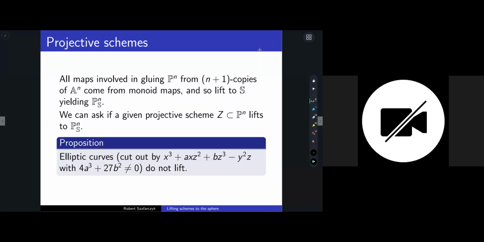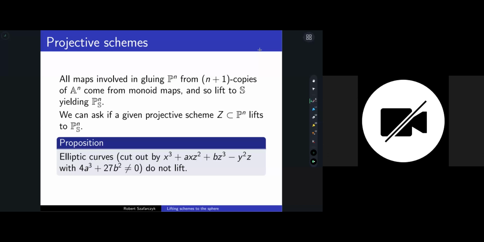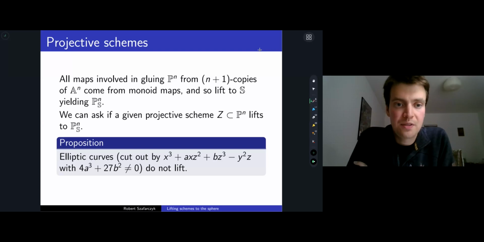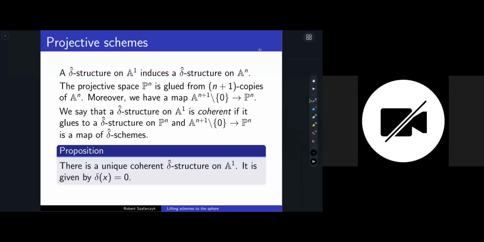Do I understand correctly that on the previous slide you only try to find such a lift which comes from gluing P^N from copies of A^N, and on each A^N you consider the same structure? Yes, exactly. But the gluing maps between A^N's are typically given by something like x goes to x to the d minus 1 or something like this. So one would expect that if some gluing exists, then you should consider different polynomials for different delta structures, for different copies of A^N. Yes, so in theory, there could be different delta-hat structures on A^N's which glue to a delta-hat structure on P^N, which does not come from a single delta structure on A^1. Yeah. Okay, thank you.